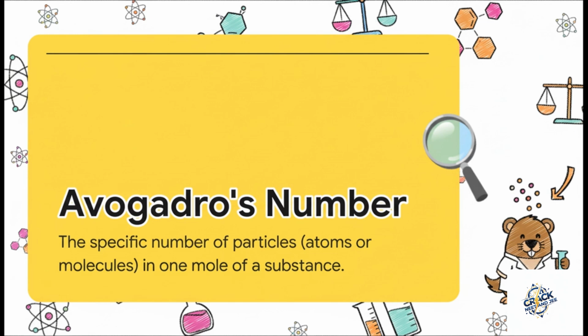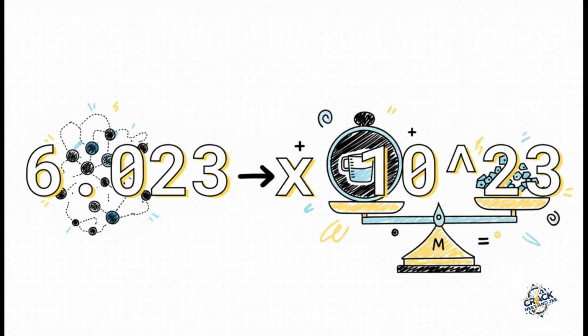This is the specific number of particles, we're talking atoms or molecules, that you'll find in 1 mole of anything. Doesn't matter if it's a mole of iron, a mole of water, or a mole of sugar, the number of tiny little particles inside is always the same. And here it is in all its glory, 6.023 times 10 to the 23rd power. That's a 6 with 23 zeros tacked onto the end of it.